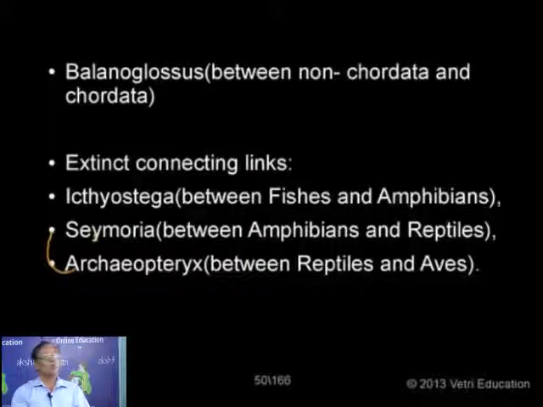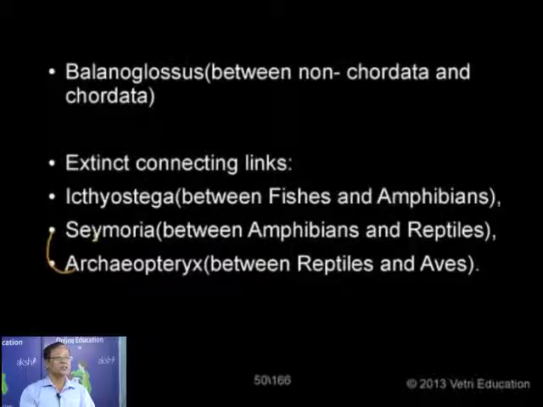And Balanoglossus, an example of a hemichordate. Formerly this animal was included under chordata, but presently the animal has a doubtful status of having the notochord. So the notochord is of doubtful status in the case of Balanoglossus. That is why it has now been placed in a separate phylum or subphylum called hemichordata. So it acts as a connecting link between the non-chordates, that is the invertebrates, and the vertebrates or chordates.